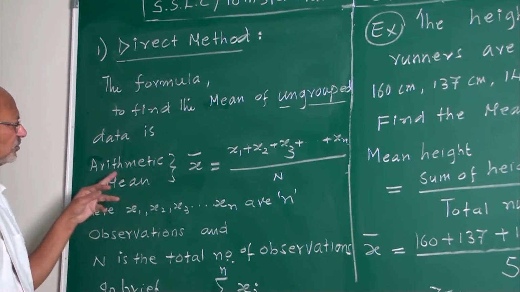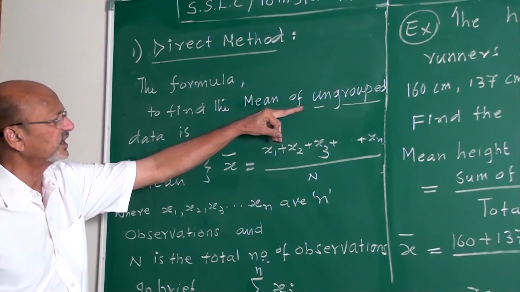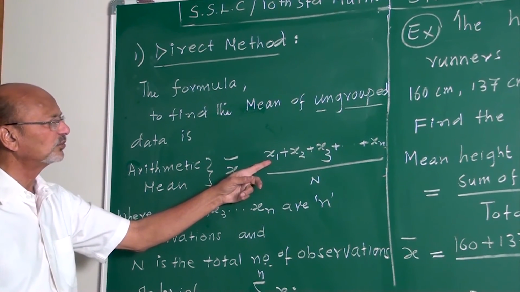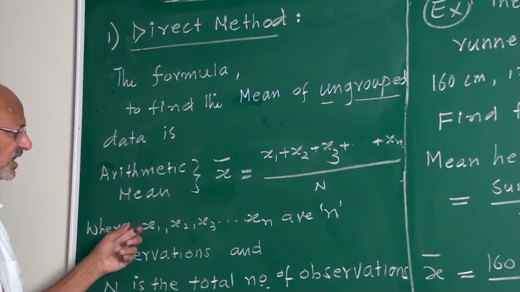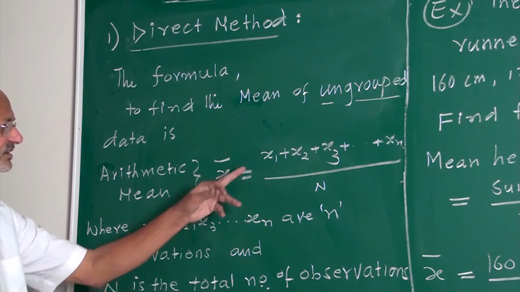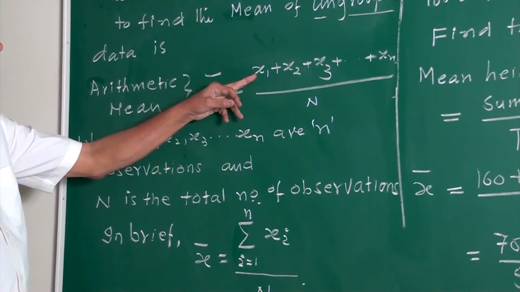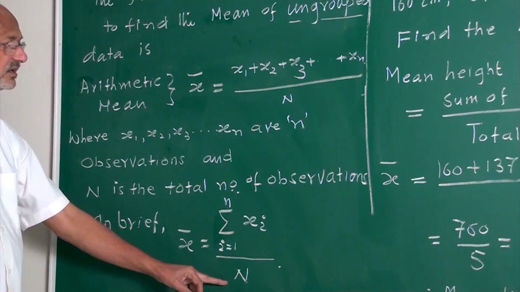That's why this is the formula. This is the formula to find the arithmetic mean for ungrouped data. So what is it? Add all the observations in the ungrouped data divided by total number of observations. These are n observations. This is the total number of observations. The same formula we can write in brief: X bar equals sigma xi, i takes the value from 1 to n, upon capital N.